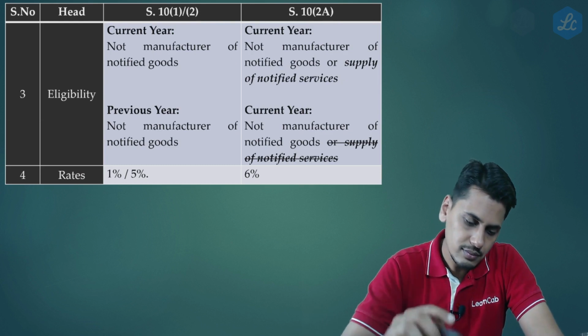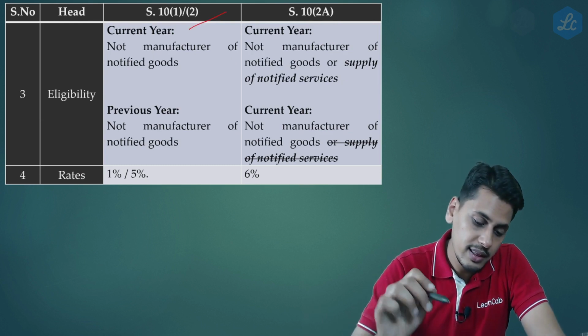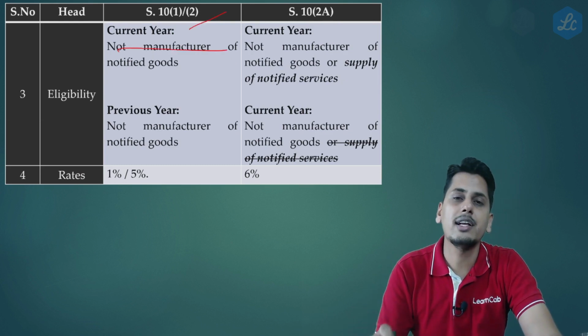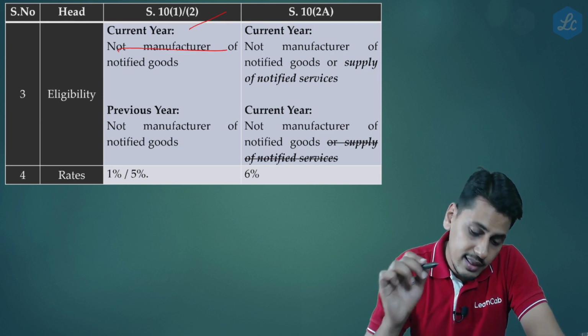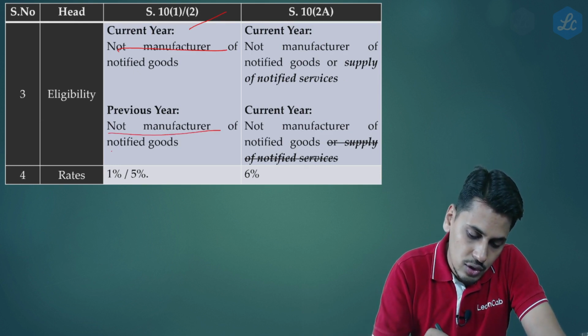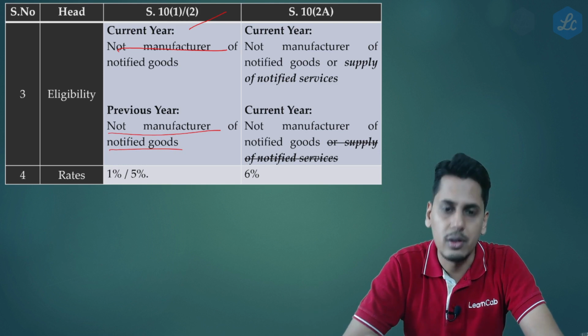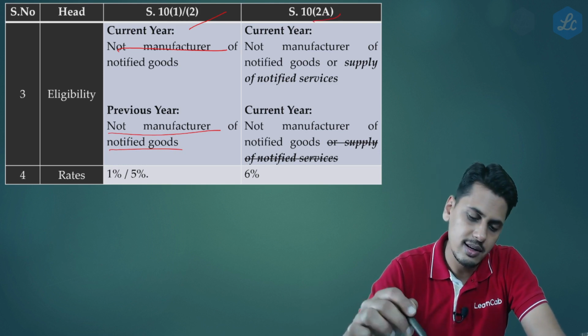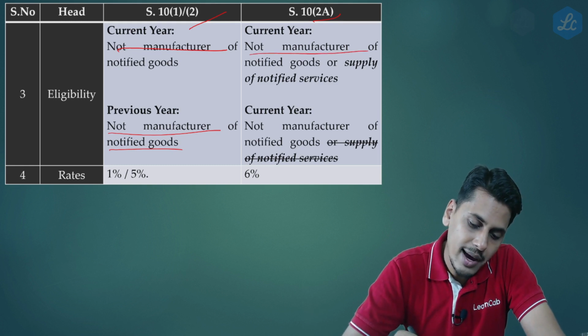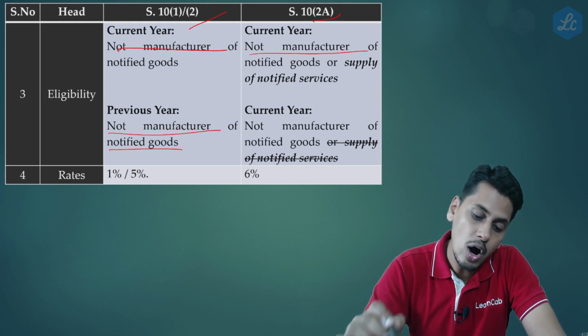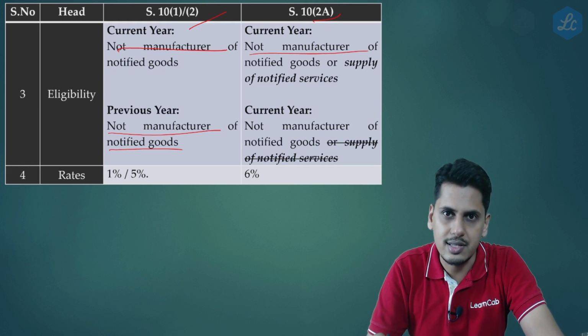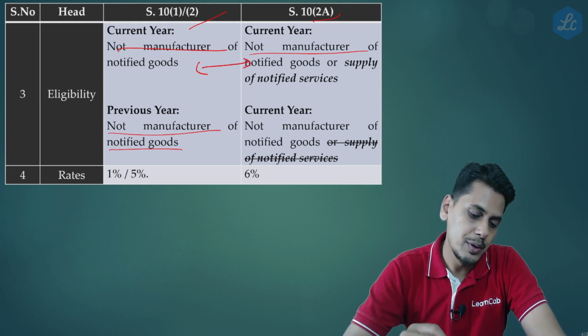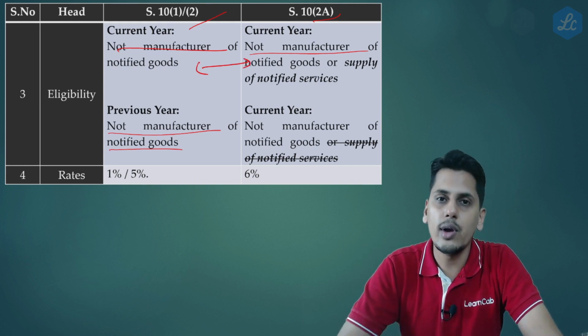Eligibility. 10-1, 10-2 friends. In the current year, he should not be a manufacturer of notified goods. In the previous year also, he should not be a manufacturer of notified goods. But friends, as regards 10-2A composition scheme, in the current year, he should not be a manufacturer of notified goods or a supplier of notified services. So friends, here there is a difference between 10-1-2 and 10-2A composition scheme.